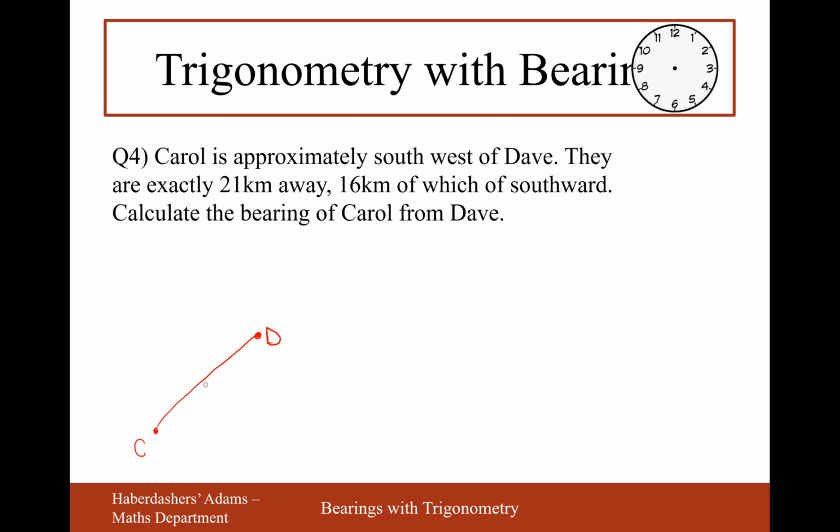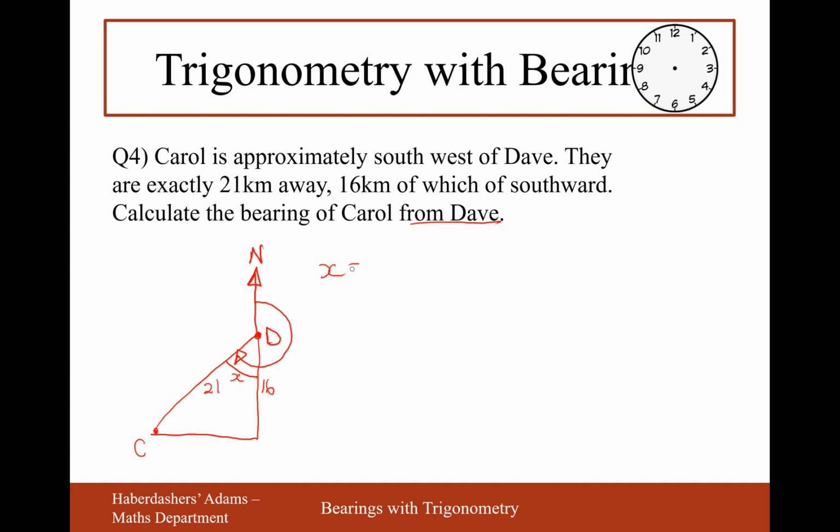They're exactly 21 kilometers away, 16 of which are southward. So I'll draw my diagram going southward, 16 kilometers here. Calculate the bearing of Carol from Dave. Okay, so Dave is where I'm starting because it's from Dave to Carol. So I'm going to have to rotate round clockwise from the north line to get to the line that will meet Carol. So in this question I'll work out this angle inside the triangle and then do 180, add this extra angle.